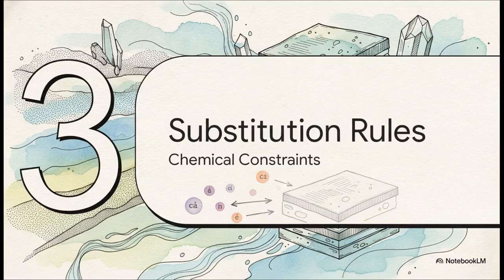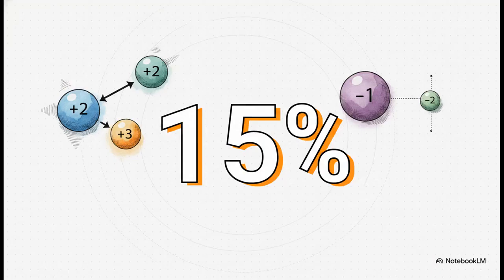Section 3, Rules of Isomorphous Substitution. So the crucial point is, this isn't just some random free-for-all. There are incredibly strict chemical rules for these swaps. The magic threshold here is 15%. When one ion substitutes for another, its physical dimensions cannot differ by more than 15% from the ion it's replacing. For the swap to actually work, they have to be a close match.